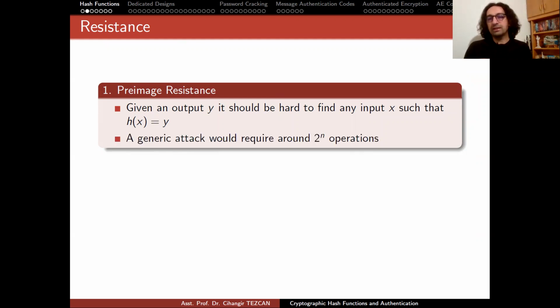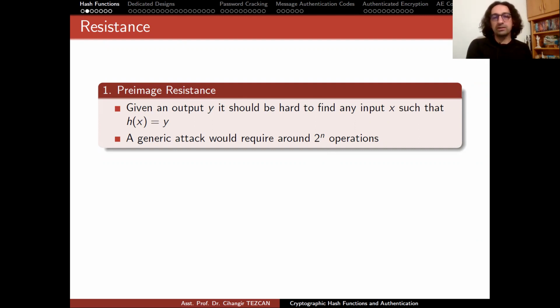A generic attack will require 2 to the n operations, because the output size of y is n. If you try 2 to the n different inputs, the size does not matter, the expected number of times you obtain y becomes 1. So we say that a generic attack will require this many operations. If you increase n, the attack becomes harder.